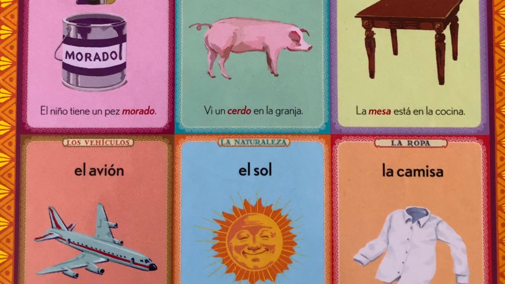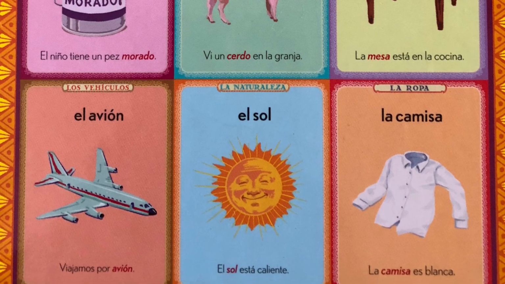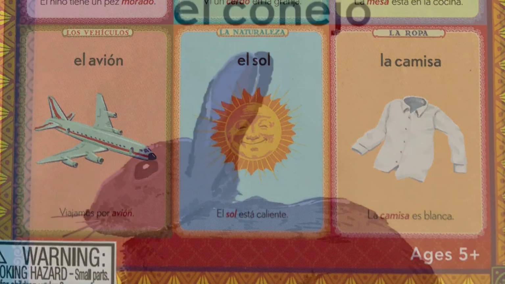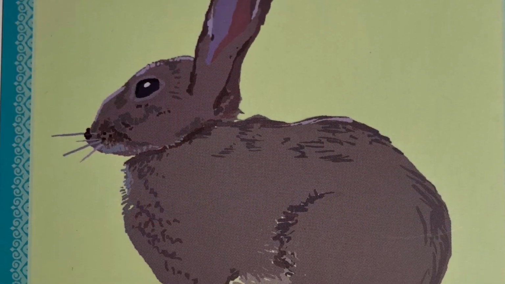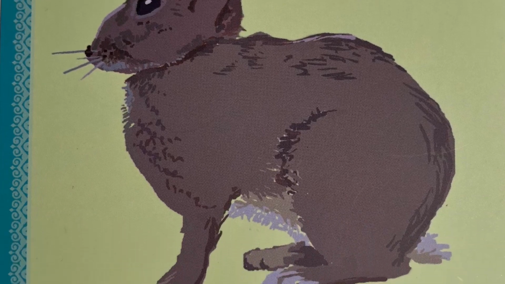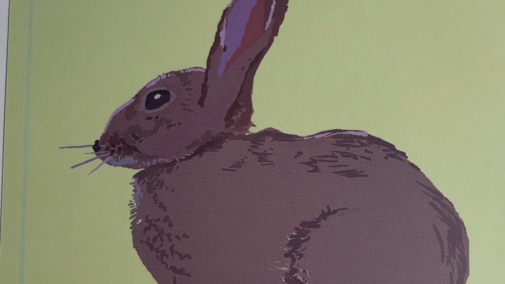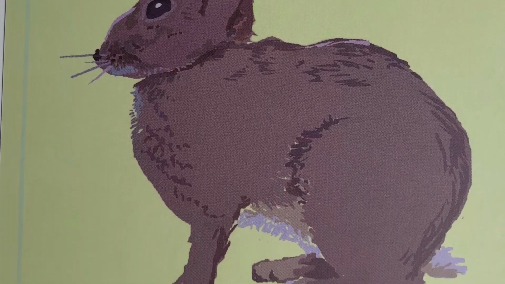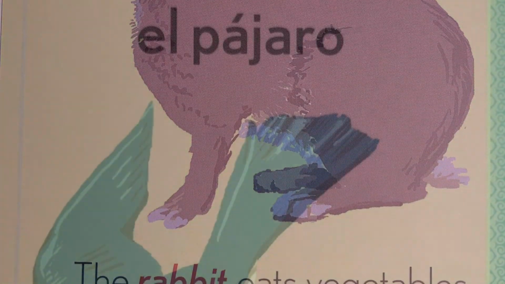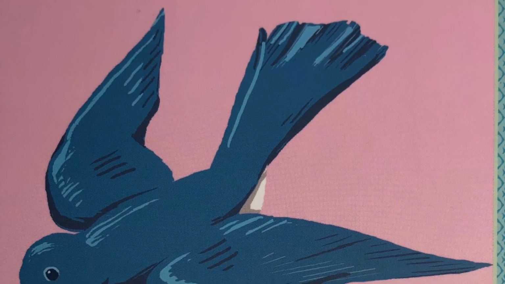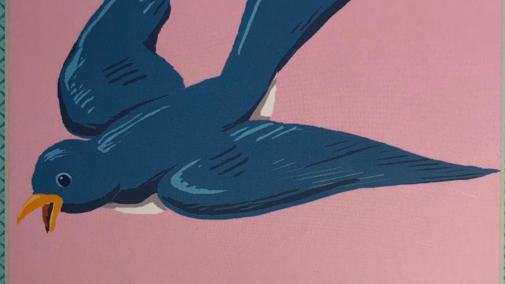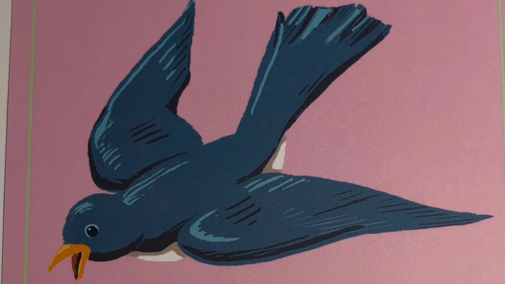So let's go ahead and get started. I want you to repeat after me. El conejo. El conejo come vegetales. Rabbit. The rabbit eats vegetables. El pájaro. Es un pájaro azul. Bird. It is a blue bird.